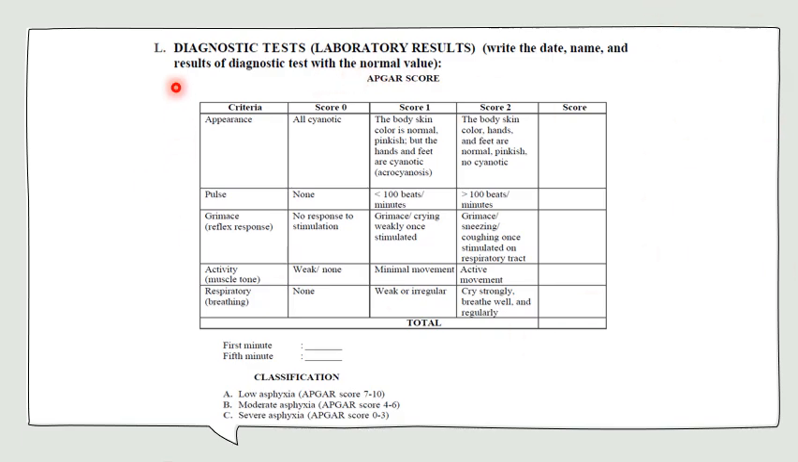And then you need to have the APGAR score. You need to see what's the score of this baby for APGAR. Then you put it inside the assessment form as well. So you have to write what's the first minute and then what's in the 5th minute. So you will have two tables, the table of the diagnostic test, and also the table for the APGAR score.